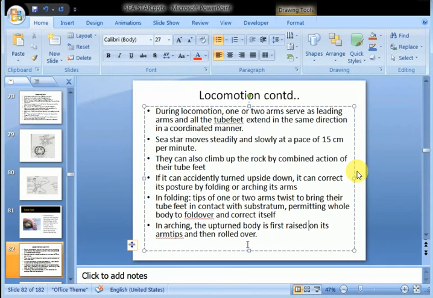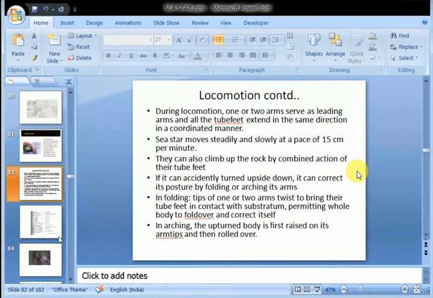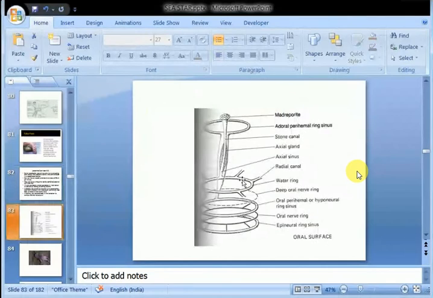So that is how it corrects its posture. These are some of the associated figures to show how these canal systems are interconnected. You see, this is the madreporite and this is the stone canal, and this is part of the axial sinus as well. So this part is the axial gland and the axial complex here, through which it runs.